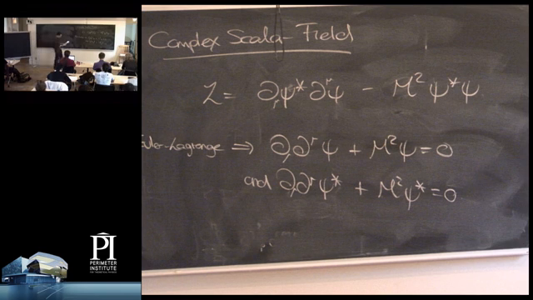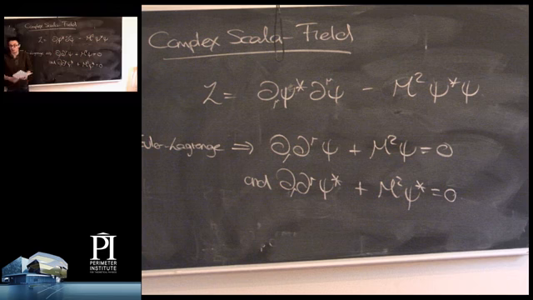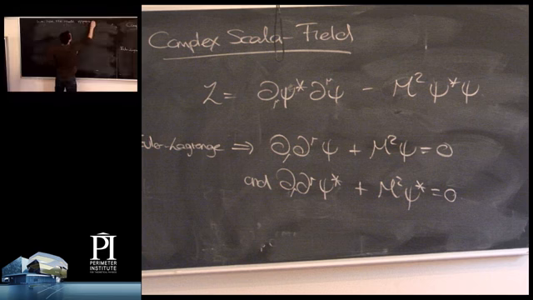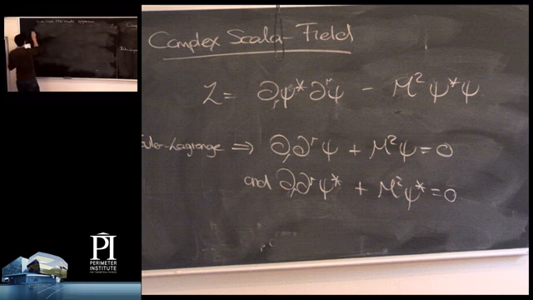Okay, so we want to quantize this in the same way we quantize the real scalar field. What do we do? We write down a mode expansion. So we have the field psi as a function of x, and we're just going to expand it in some Fourier basis. So we have the mode expansion psi of x.